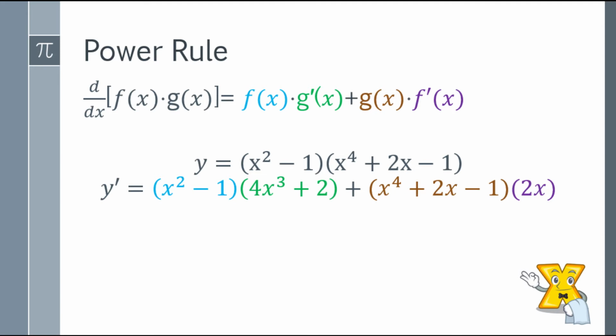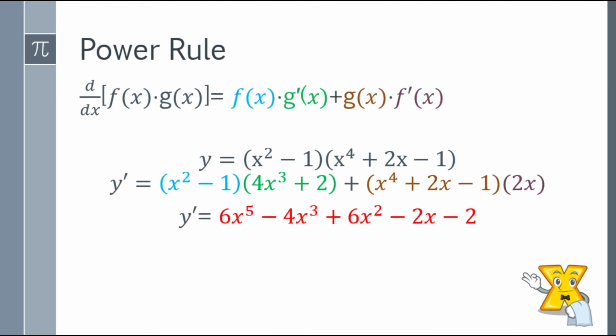Ngayon, ipa-plus naman natin siya sa yung g function, which is x to the 4 plus 2x minus 1. Tapos, dun mo siya ita-times sa derivative ng f na function. So that is 2x. So the answer is 6x to the 5th minus 4x cubed plus 6x squared minus 2x minus 2 pag na-simplify na.